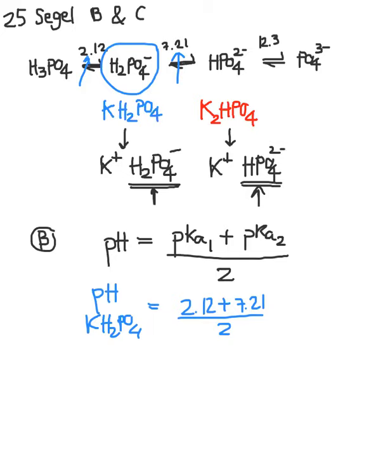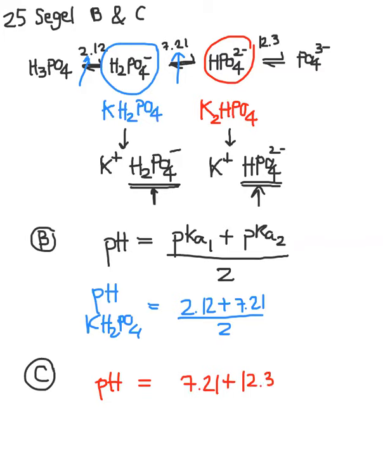And similarly, for part C, the pH of K2HPO4 will be using two different pKa values, 7.21 plus 12.32, divided by 2. So this is how you calculate the pH of the intermediate species.